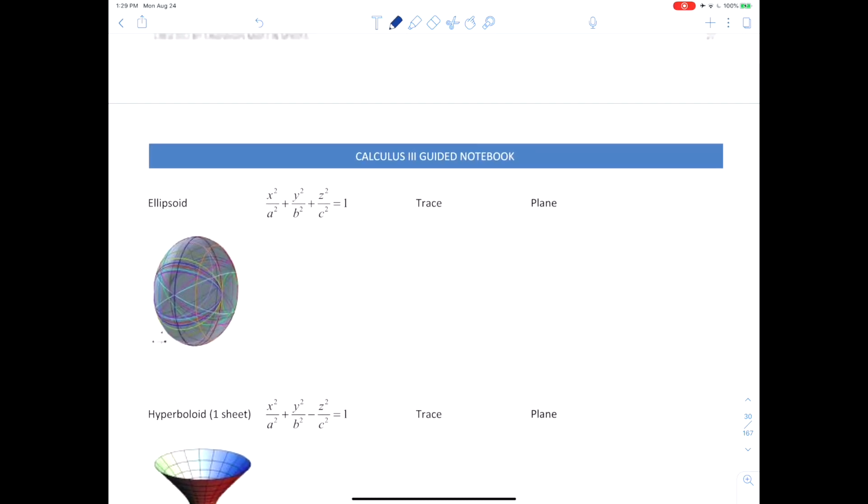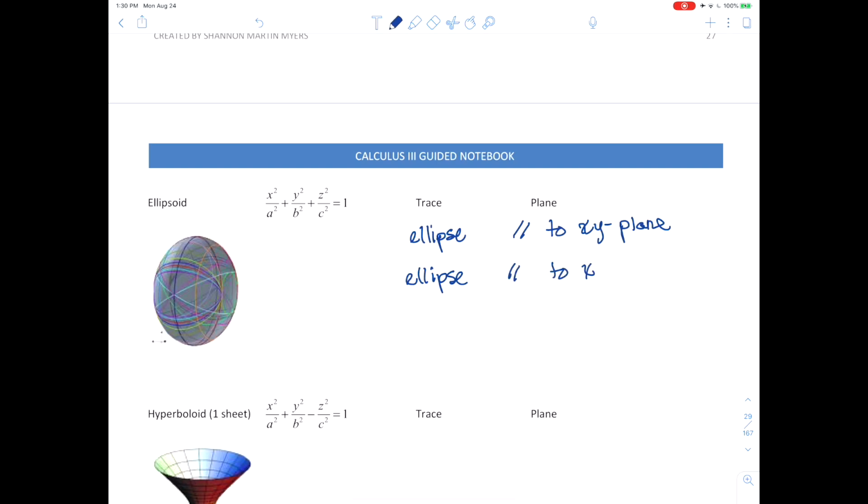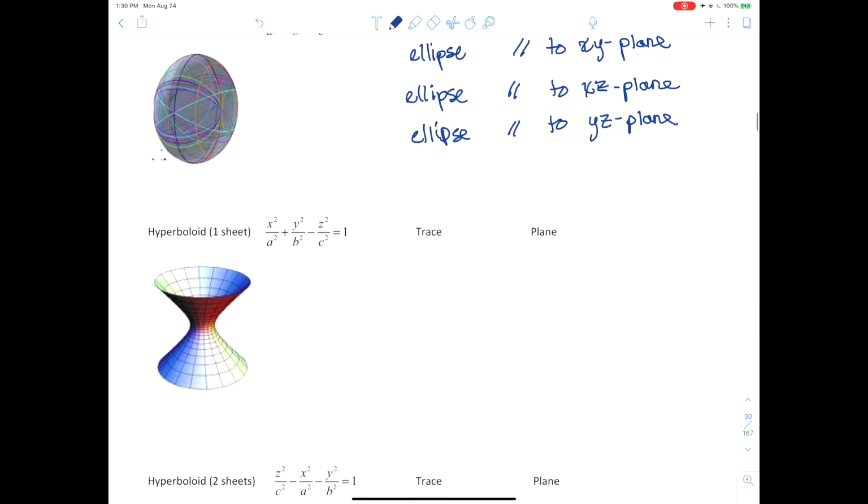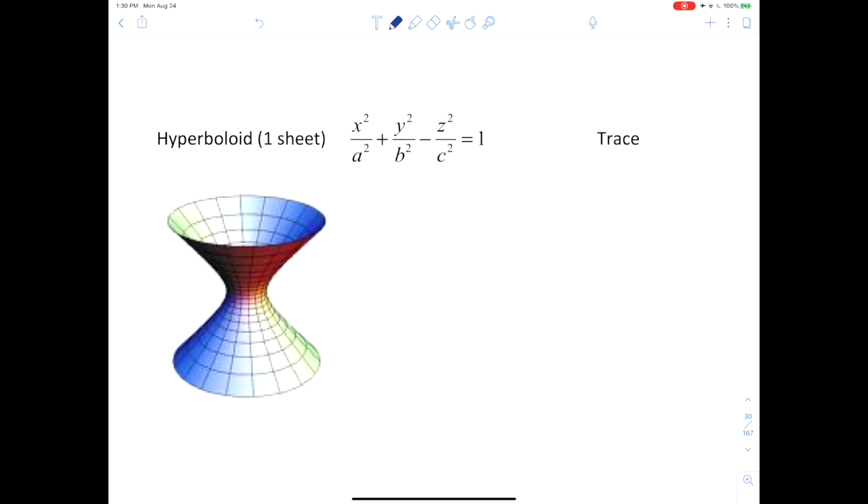Okay? So for each one, you'll have an ellipse, and then remember this means parallel to the xy plane. You'll have an ellipse parallel to the xz plane. And you'll have ellipses parallel to the yz plane. Cool? Okay.